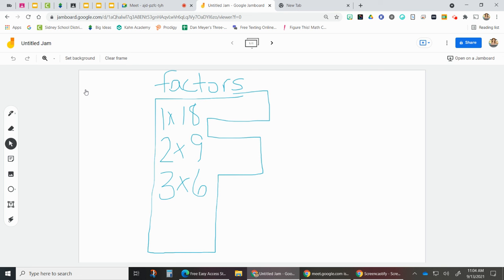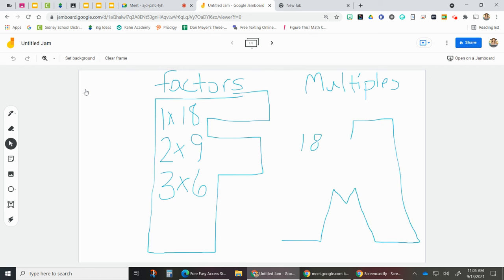Okay. The other thing we're going to talk about are multiples. Yep, you're going to keep writing. And you're going to make a big fat M. Okay. Multiples of 18 would be 18, which was 18 times 1. 18 times 2 is 36. 18 times 3 is 54. And we could keep going and going and going on to infinity, couldn't we? Those are multiples of 18.